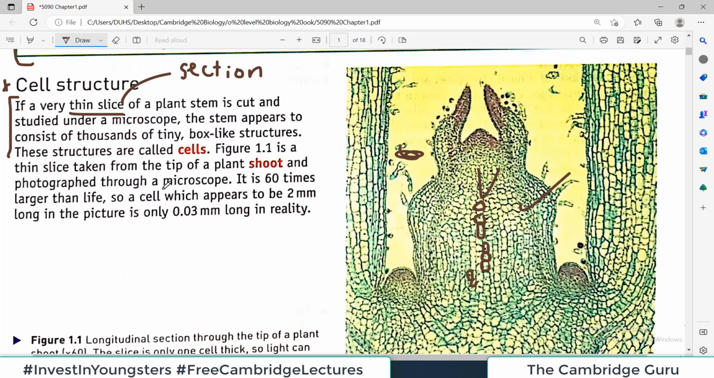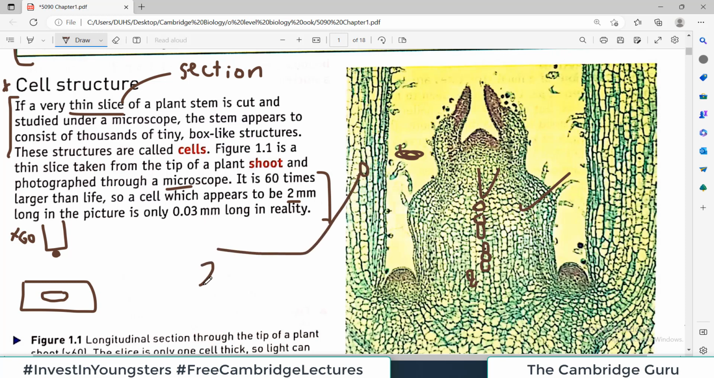Okay, so you're looking at this image through the microscope. Now they're telling you this is 60 times larger than life, which means that whatever the size on the glass slide is, because the lens you are setting up for the microscope is 60 times, you're looking at things 60 times larger. Now here is a little calculation which is important for your exams. So if the cell now appears to be 2 millimeter, say for example I pick up this particular cell and I tell you the size of this cell is 2 millimeter.